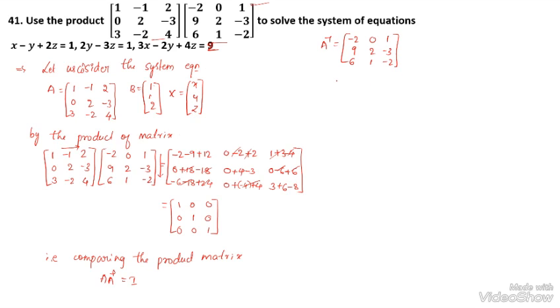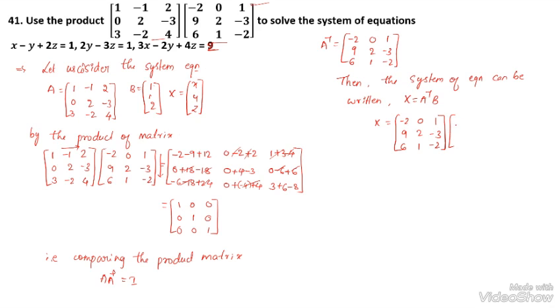Now we can easily solve the system of equations. The system of equations can be written as X is equal to A inverse into B. So directly I am taking the X matrix. What is A inverse? Minus 2, 0, 1, 9, 2, minus 3, 6, 1, minus 2, into the B matrix, which contains the elements 1, 1, 2.